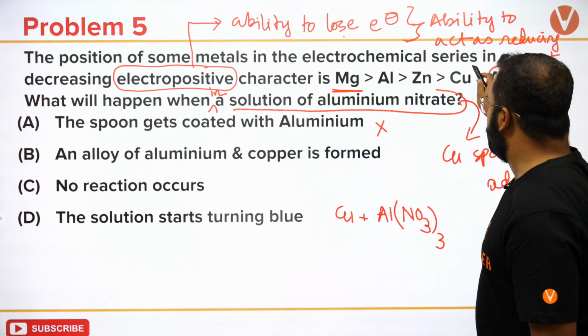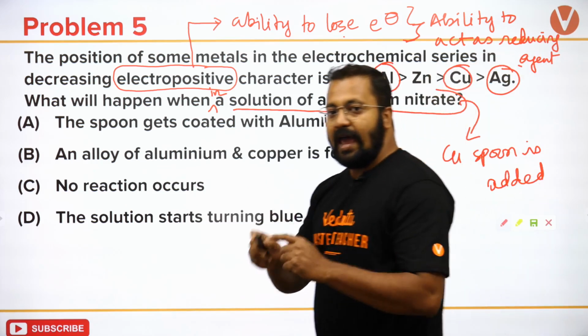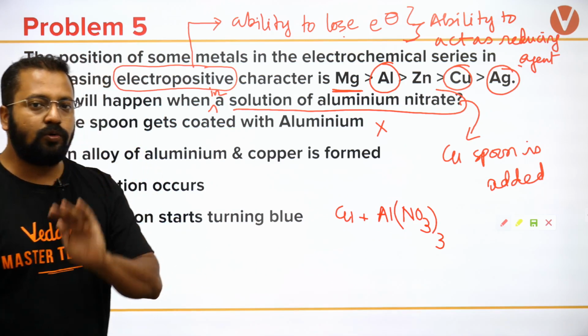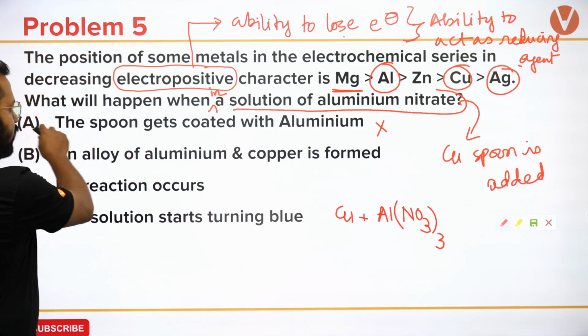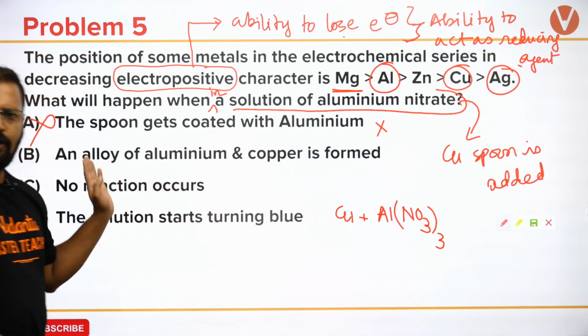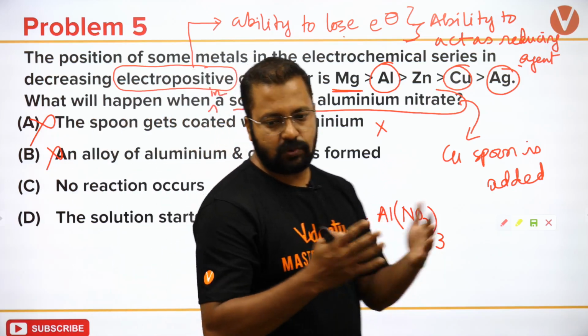And we can see over here, copper is over here and aluminum is over here. So aluminum is a better reducing agent as compared to copper. So this will not happen. An alloy of aluminum and copper is formed? Obviously not. They do not have equal tendency to mix with each other.